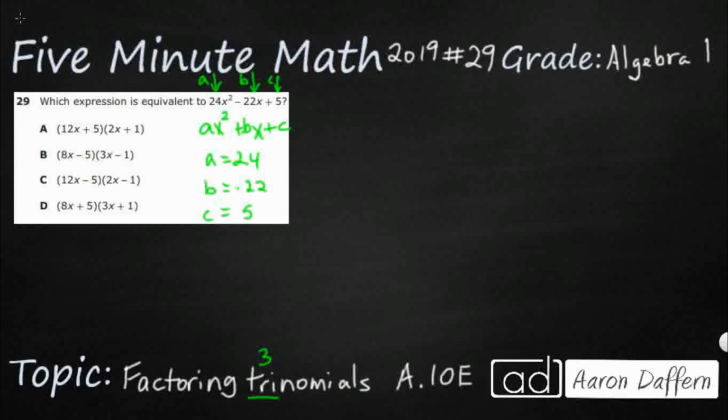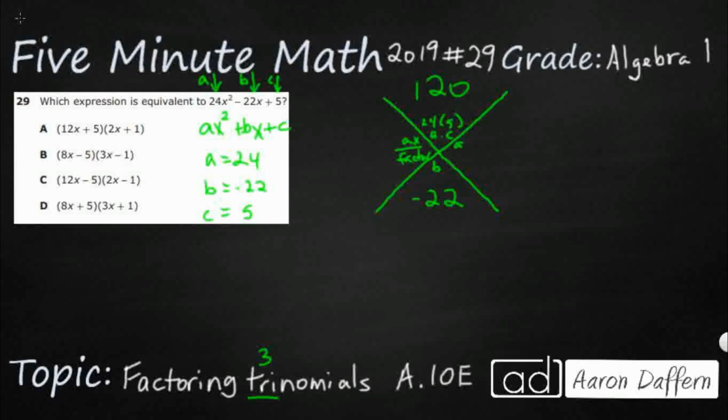All right, so we're going to use the diamond method. It's not the only way to do this, but it's a highly effective algorithm. What we do at the top is we take our a, multiply it by our c. Okay, so our a is 24, c is 5. Multiply those together, we get 120. For our bottom, we simply write the b term. It's negative 22. Over on our left, we're going to write ax, and then over our factor.